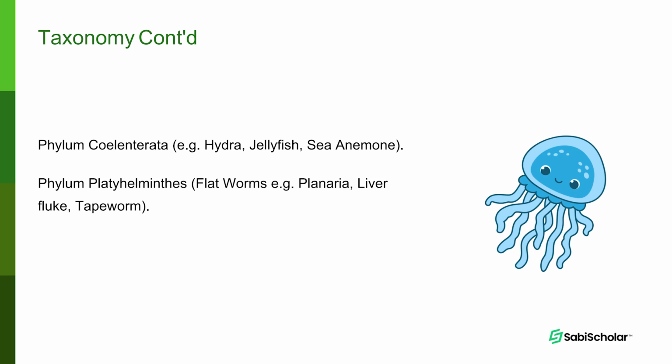Moving on to the phylum Platyhelminthes, they are called the flatworms, and this is where you find the planaria, liver fluke, and tapeworm. They are known to be soft and flat with a segmented body. They are still multicellular with no body cavity, and they are bilaterally symmetrical in such a way that if you cut them into 2, the 2 halves are identical.